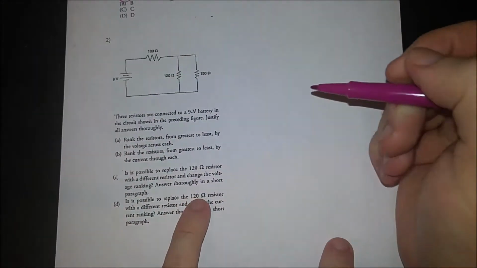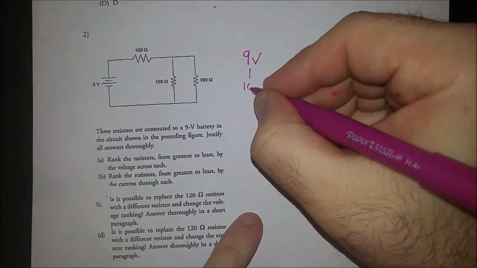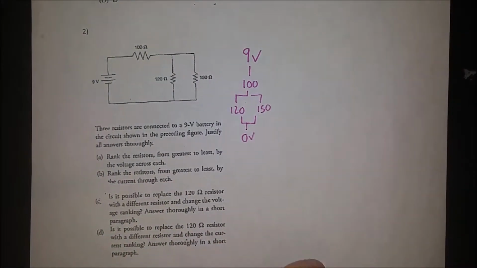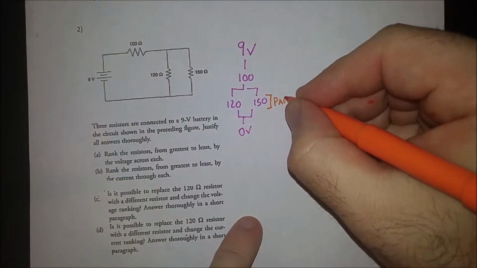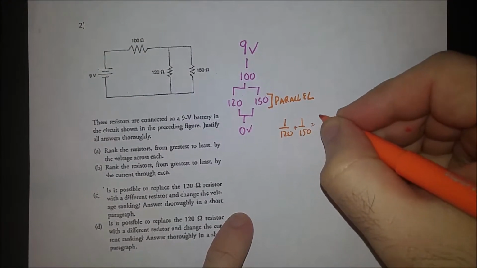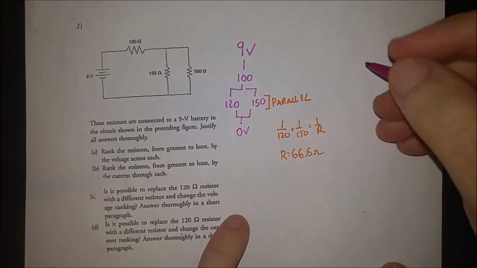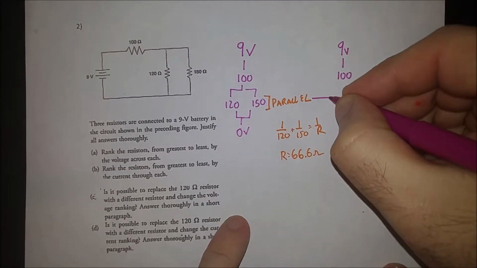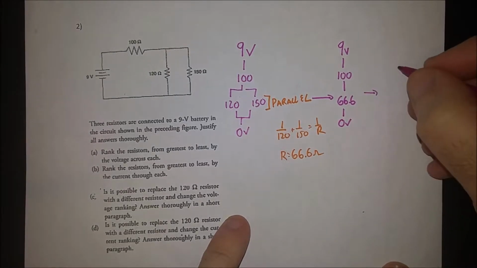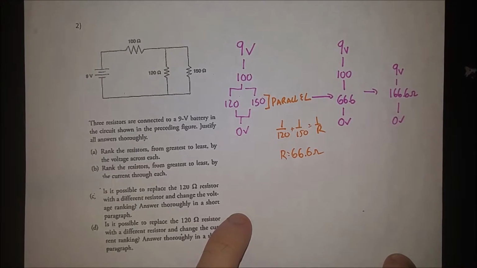Now looking at question number 2, that's a combination circuit, so I'm going to redraw this like I taught you. 9 volts, and then it goes through 100, then it goes through either 120 or 150. And then it comes back to 0 volts. That's the current path. Now the 120 and 150 are in parallel. So now I'm going to find the total resistance of those two using that equation. And I find the resistance to be, I think, 66.6. So now I'm going to redraw the picture and say that the 120 and 150 are equal to a single one of 66.6. And since those two are in series, it's equivalent to a single resistor of 166.